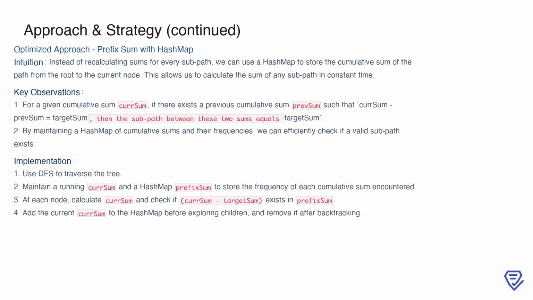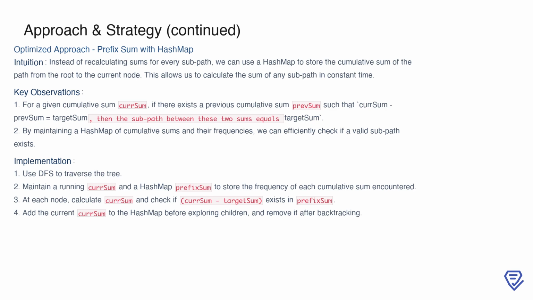To overcome the inefficiencies of the brute force method, we can adopt an optimized approach that uses the prefix sum technique with a hash map. The key intuition here is to avoid recalculating sums for every subpath by leveraging the cumulative sum of the paths from the root to the current node. By storing these cumulative sums in a hash map, we can determine in constant time whether a valid subpath exists.